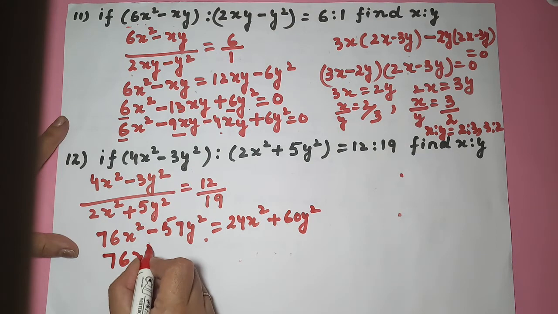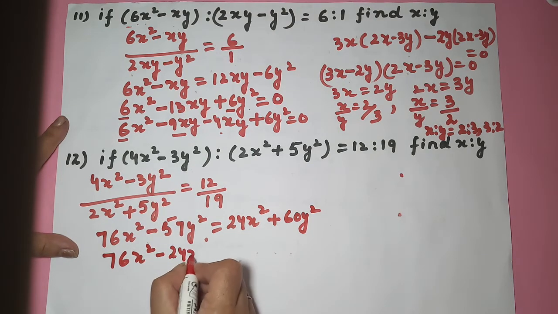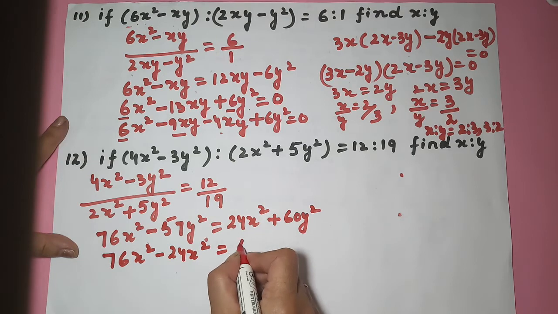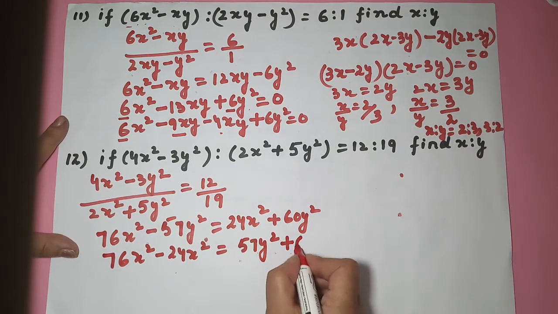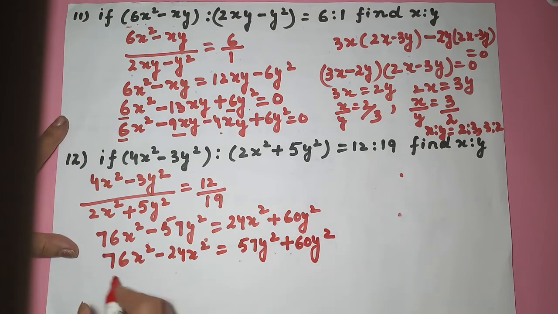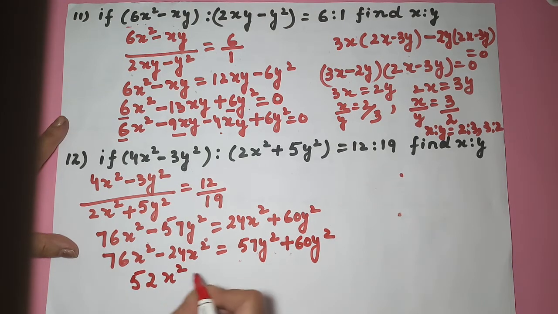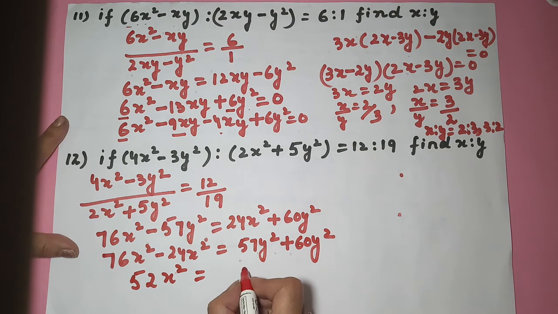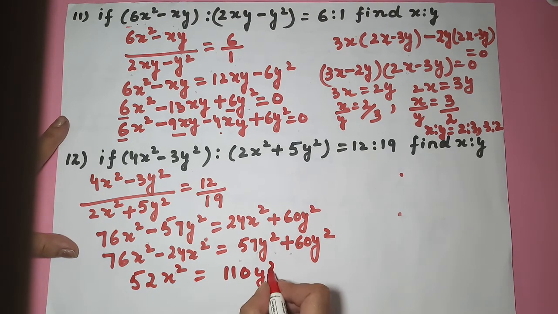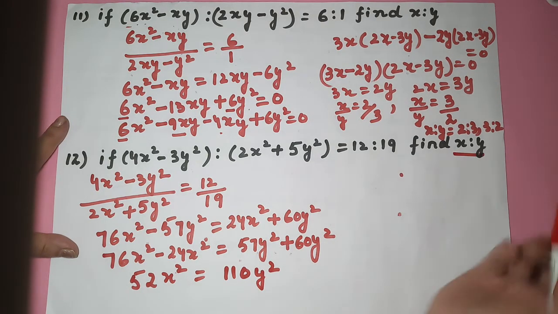76x square minus 24x square is equal to 57y square. I'm shifting this to the side plus 60y square. So 6 minus 4 is 2, 7 minus 2 is 5, 52x square is equal to 57 plus 60 is 110 y square. Now you want to find the value of x is to y.